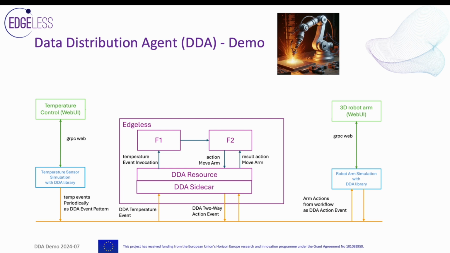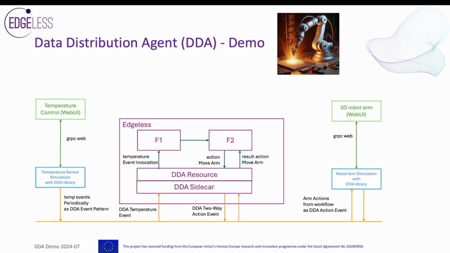The sensor and the robotic arm are separate industrial components shown on the left and on the right, and they use the DDA Go library to communicate with each other. For the purpose of this demo, these components are simulated using simple mocks. Also for demonstration purposes, we have provided simple web UIs that will make the entire demo more tangible. Starting from the left side of the diagram, the temperature sensor periodically generates temperature readings that are also displayed in the web UI. These readings are published as DDA events, which is a one-way communication pattern that allows for information dissemination.